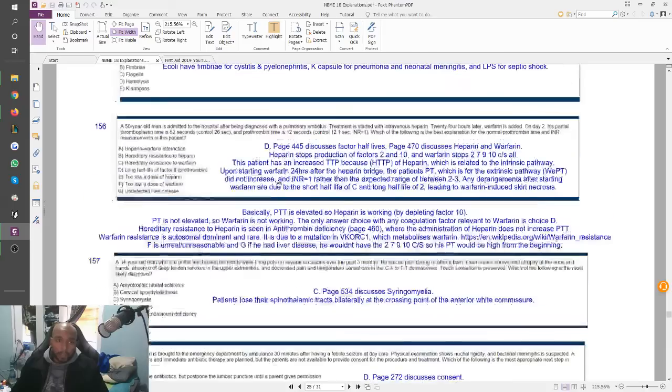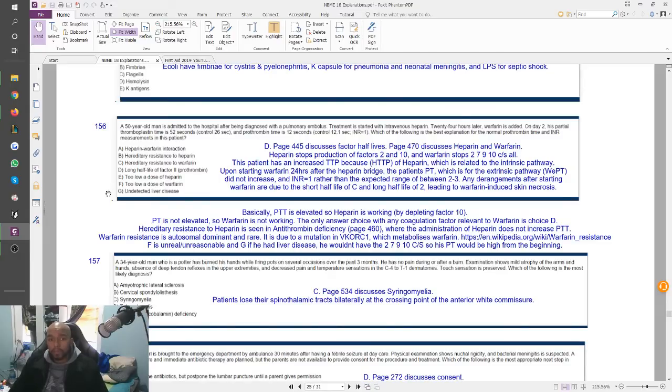And then I continued, actually I explained a little more because I know a lot of people are confused about this question. So I wrote, basically PTT is elevated, so heparin is definitely working by depleting factor 10. PT is not elevated, so warfarin is not working. The only answer choice with any coagulation factor relevant to warfarin is choice D.